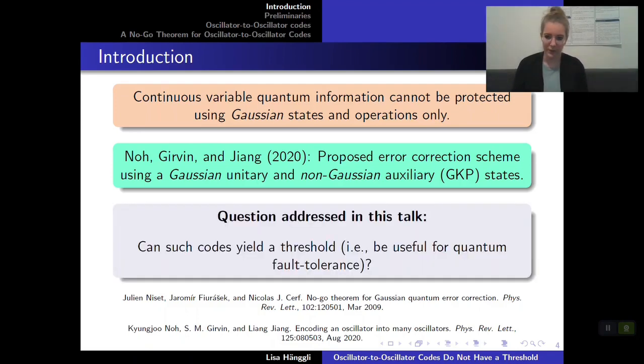And we were then wondering whether these codes could be useful for quantum fault tolerance, in the sense that they exhibit a threshold and therefore somehow can circumvent these Gaussian no-go theorems. And we got to the conclusion that the codes that one gets do exhibit some error suppression capability, as Noh, Albert, and Jiang showed already in their work, but for a physically meaningful encoding, they do not exhibit a threshold. So they're useful, but not as powerful as one might have wished.